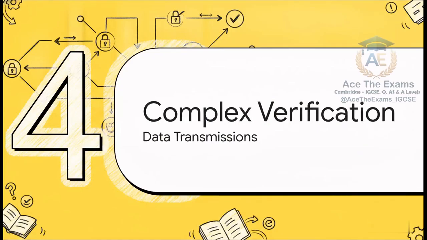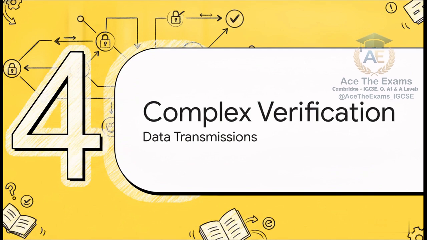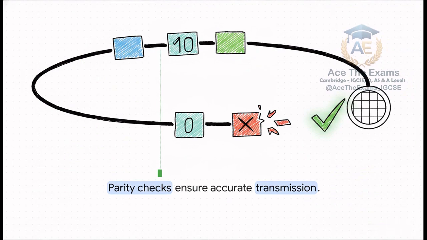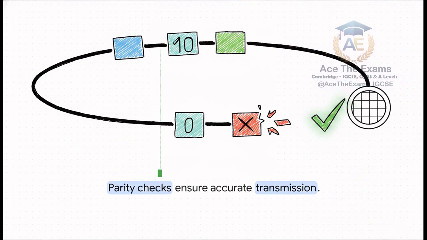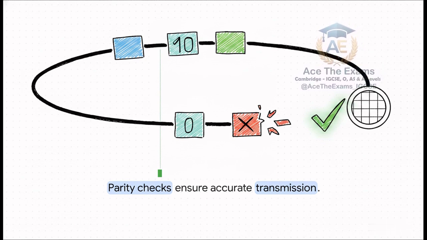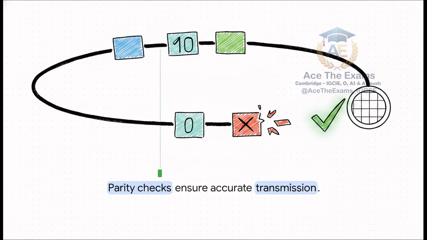Section 4, Mastering Complex Verification. Okay, let's escalate the stakes. Simple database checks are one thing, but Cambridge loves to test complex data transmission checks. When sending bytes of data across a network, say an ASCII character converted into a binary string of ones and zeros, we need a rock-solid way to verify it wasn't corrupted in transit. And that is exactly where the parity check comes in.